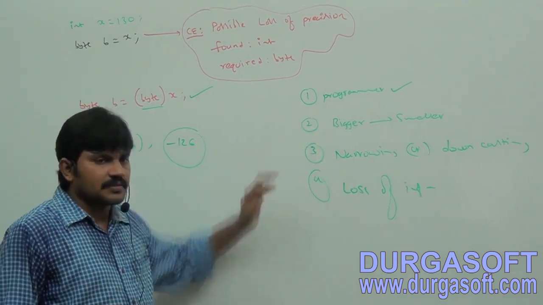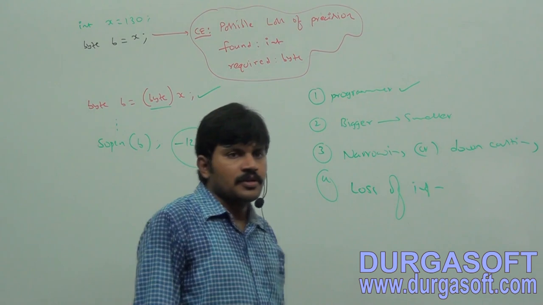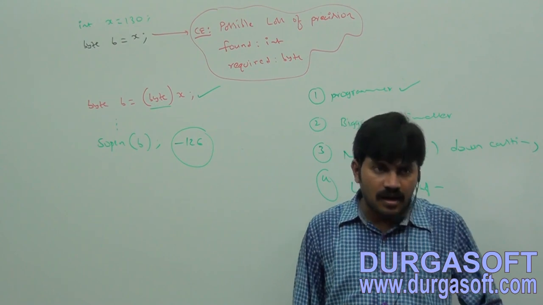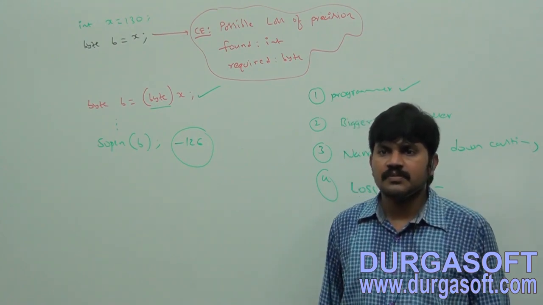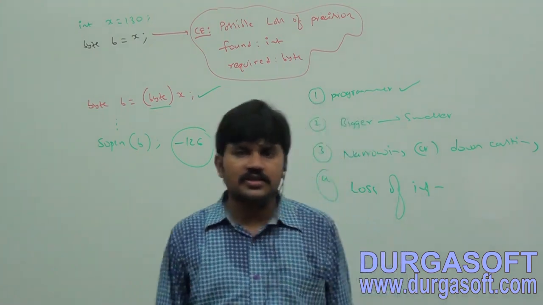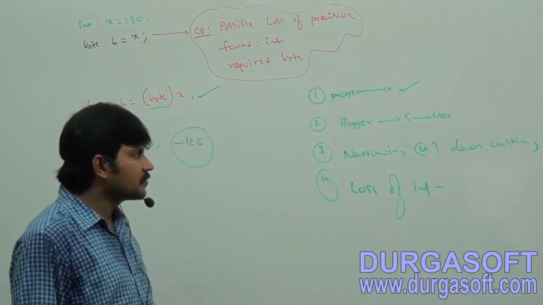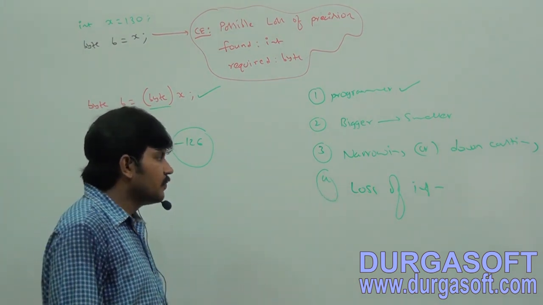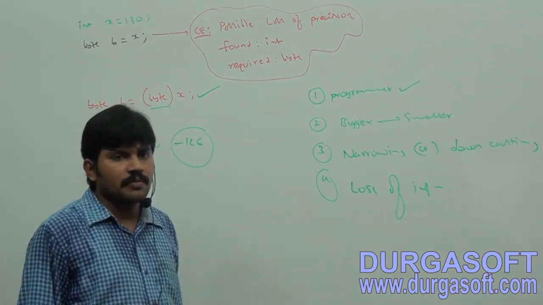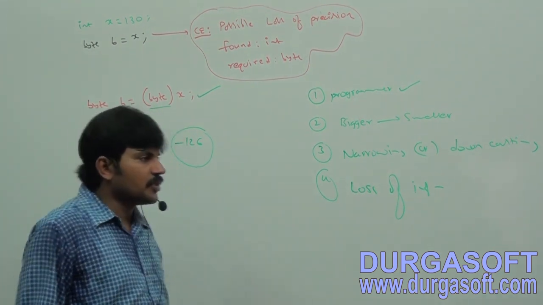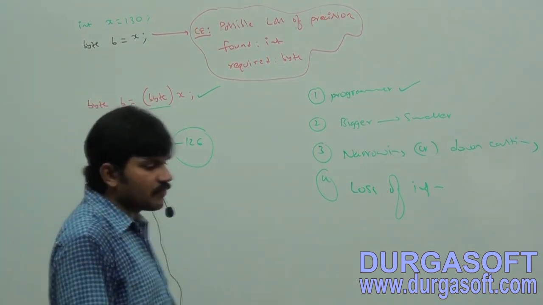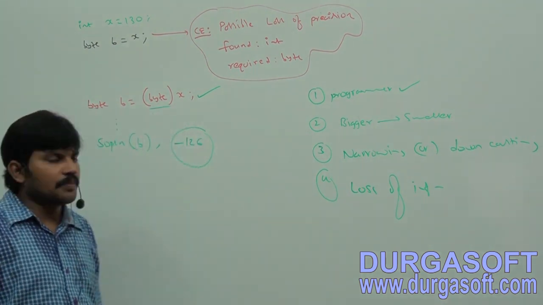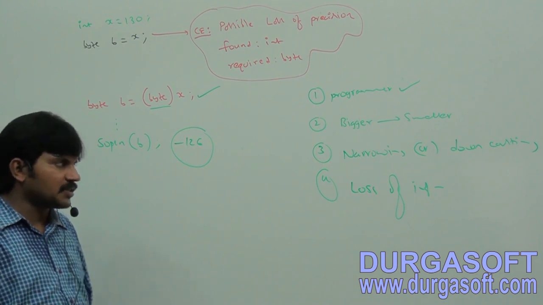Third one: it is also known as narrowing or downcasting. Fourth one: there may be a chance of loss of information in this typecasting.